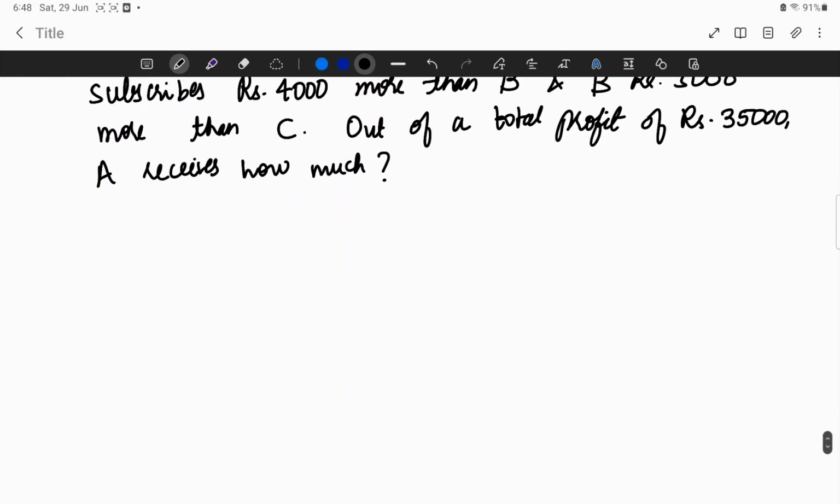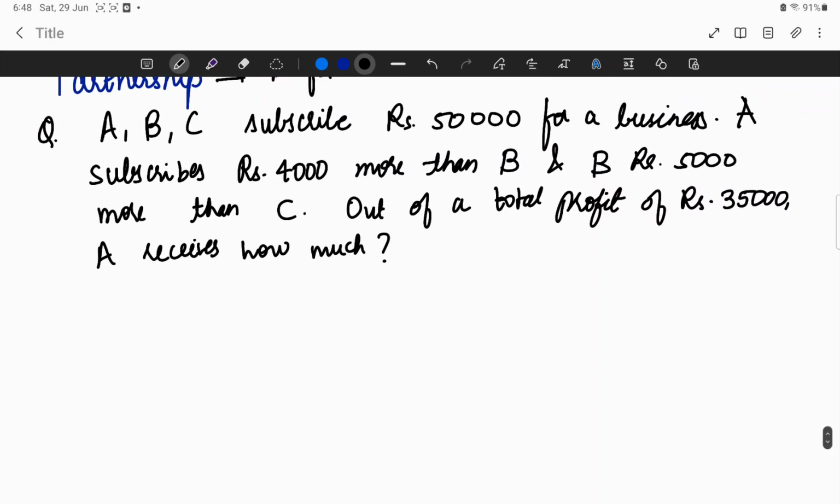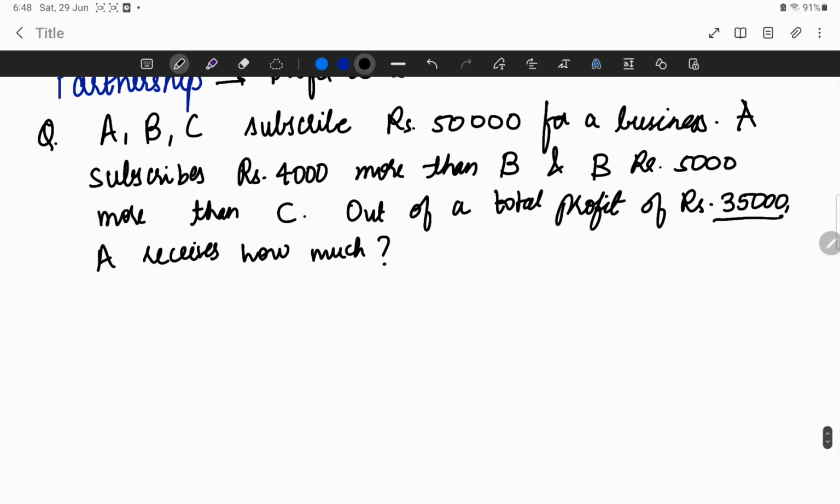So what we need to first do is find out the total amount of money that A, B and C gave individually, and then you find the ratio of that and then you multiply it by 35,000. Okay, so easy enough. Let's begin.